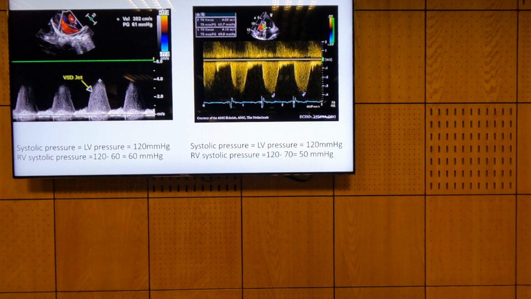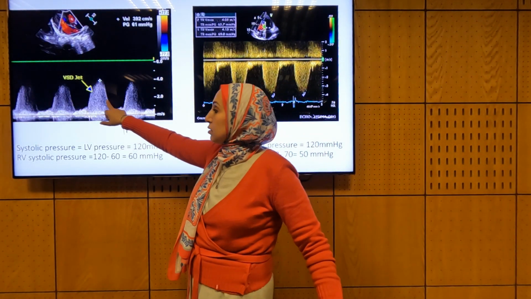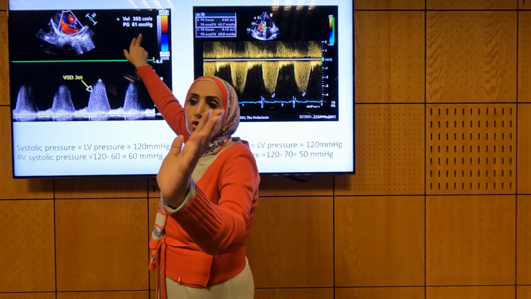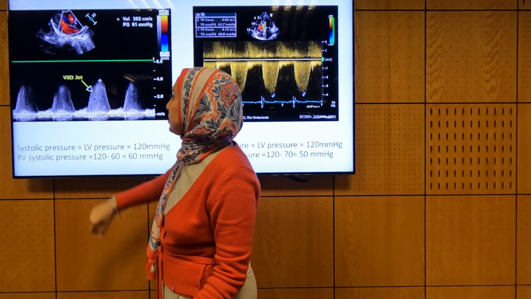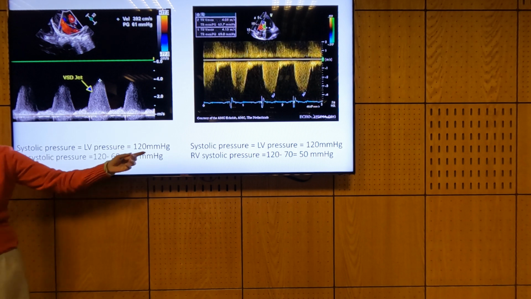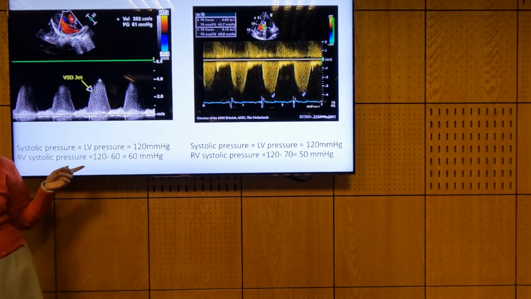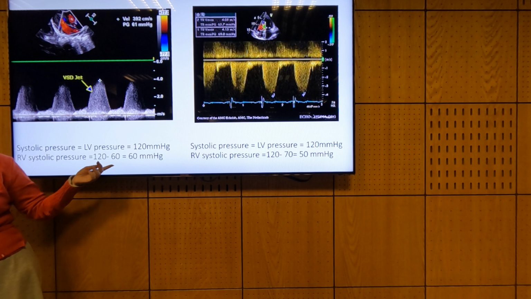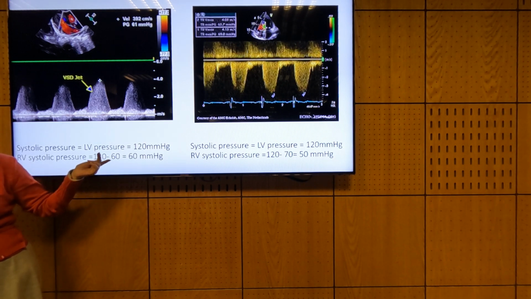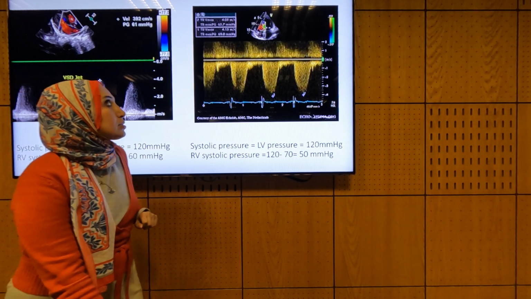This is a VSD jet, and it is 4 meters per second by the Bernoulli equation. The devices now do it for us. It's 60. If I told you that the systolic pressure in this visit for the patient is 120, the pressure gradient is 60, this means that the RV pressure is 60. Is it equal to more than 2/3 of the LV pressure? It's only half. So this is not a hemodynamically significant VSD according to the systolic pressure.